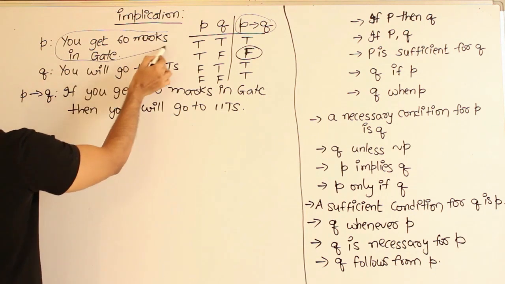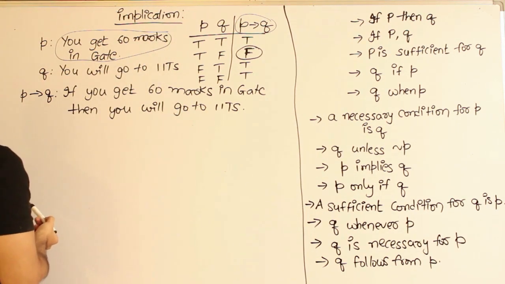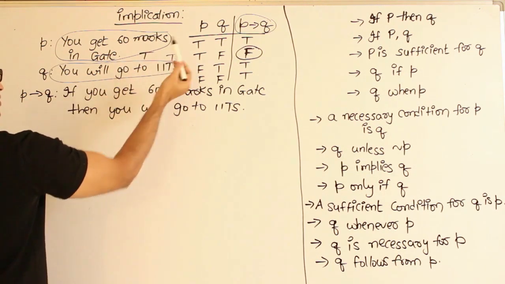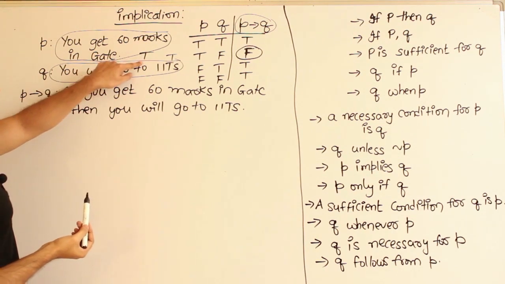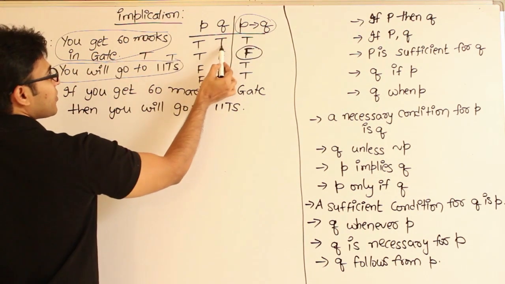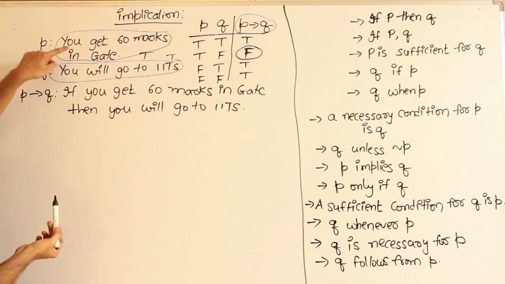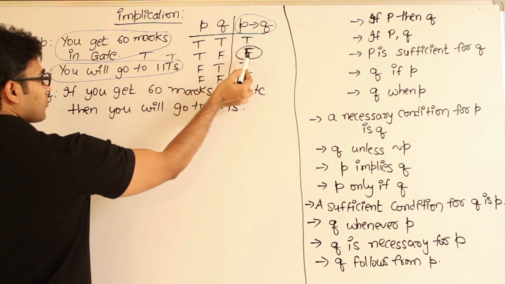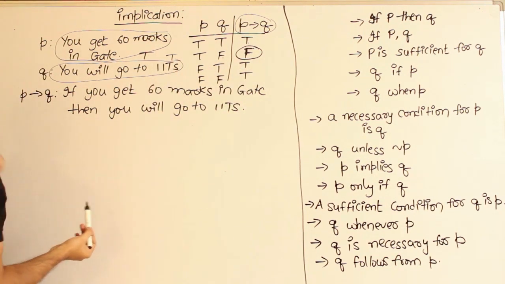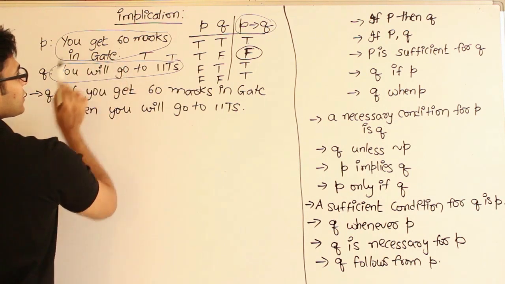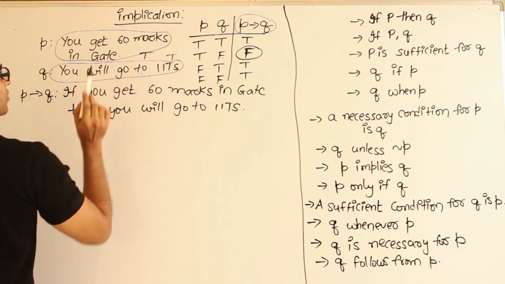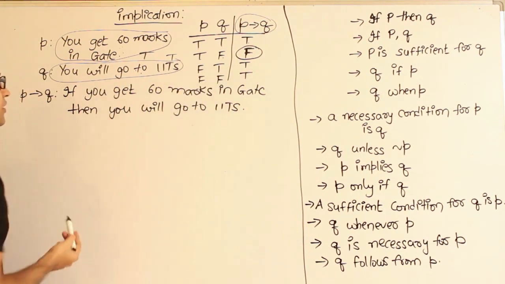Let us assume that you got 60 marks in GATE. Let us say this is true, and you got a seat in IITs, this one is also true. If both of them are true, then P implies Q is true. Let us say you got 60 marks in GATE, but you didn't go to IIT. Then this is true and this is false, and therefore the entire statement P implies Q is false. Let us say you didn't get 60 marks but you got into IITs, then also P implies Q is true. You didn't get 60 marks and so you didn't go to IITs, then also this is true.